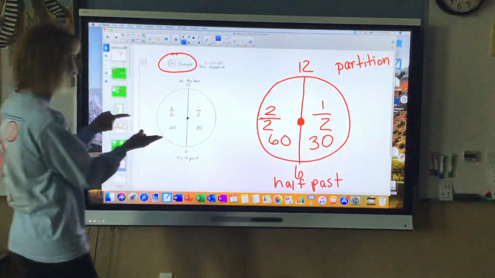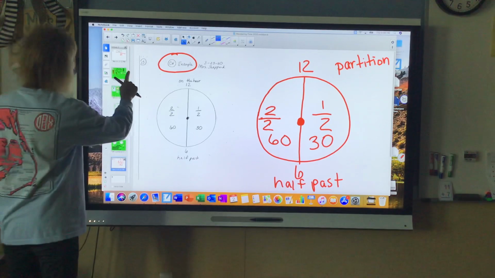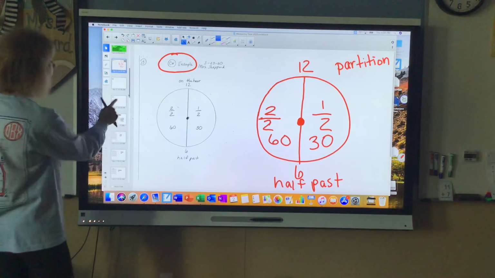Now, you did this last week as your classwork from your packet. This week in your packet, you have a page that looks like this.